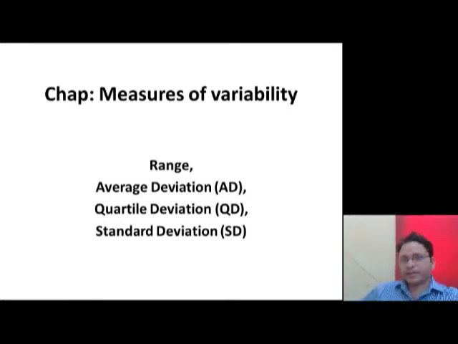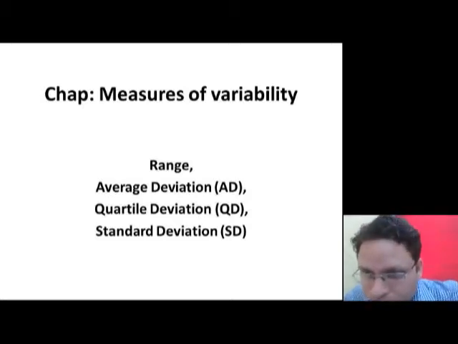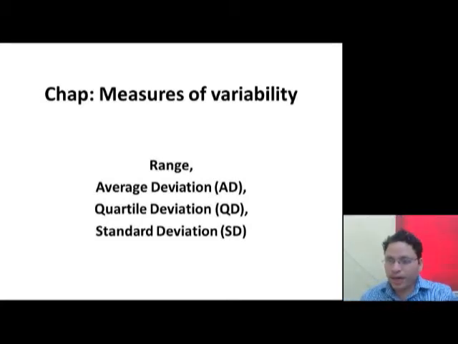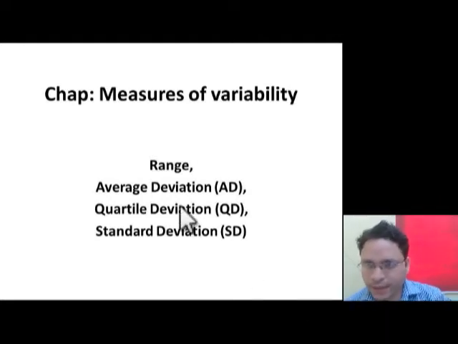Hello friends, welcome back. Today we are going to learn the chapter called Measures of Variability, in which we will learn range, average deviation, which is called AD, quartile deviation, which is called QD in short, and standard deviation, which is SD. So let's see how we can calculate this range, AD, QD, and SD.